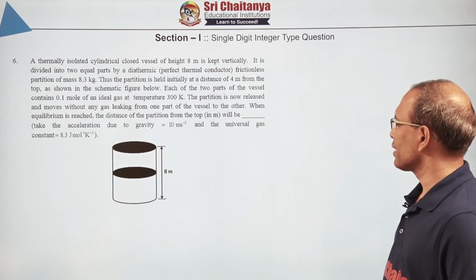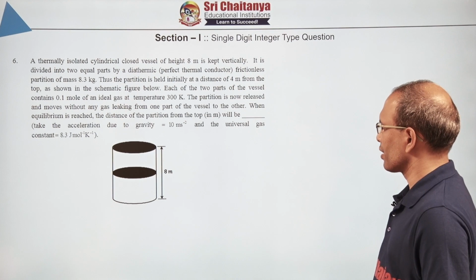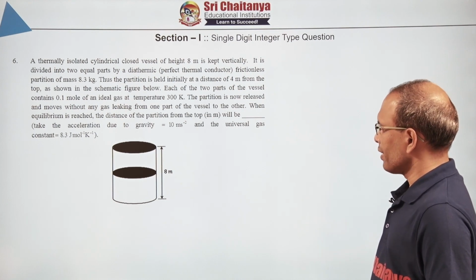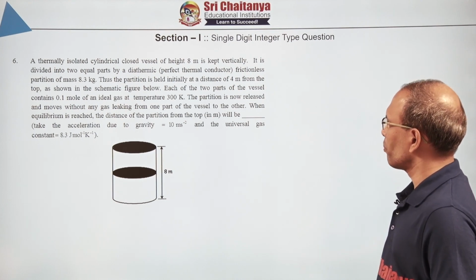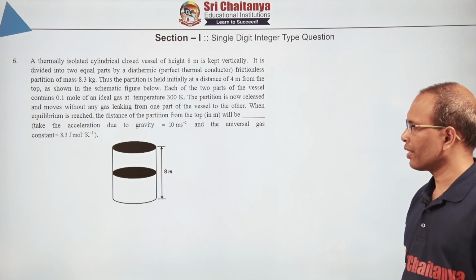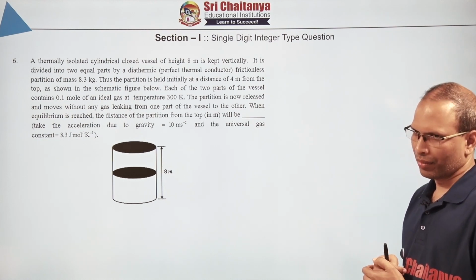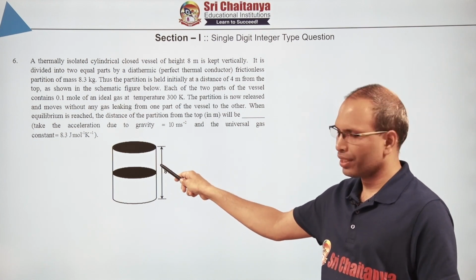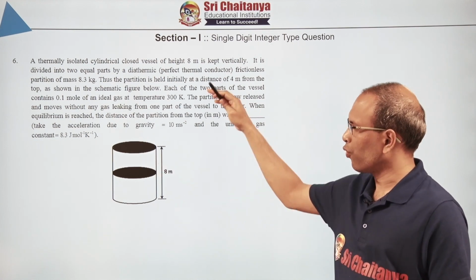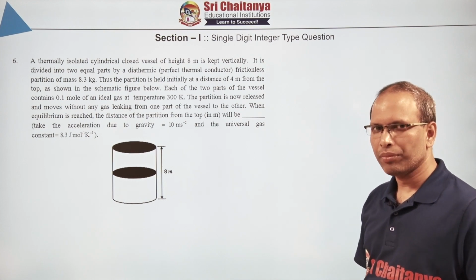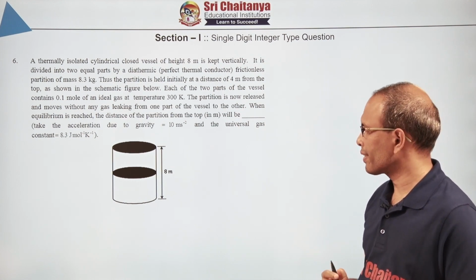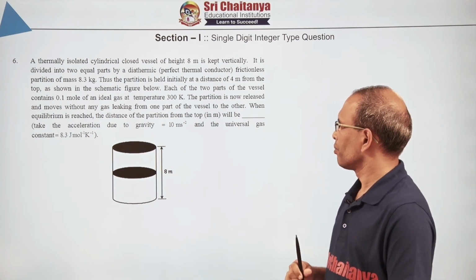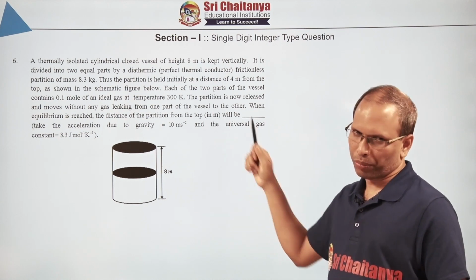Here the question is that there is a gas which is filled, and a partition is dividing this container into two equal parts initially. Now it has some weight. Because of the weight of this partition, it will fall down, and in equilibrium he is asking us what is the distance of this partition from the top.